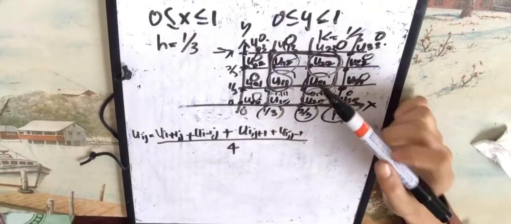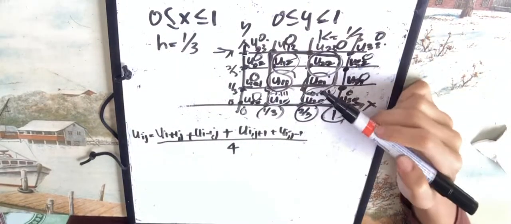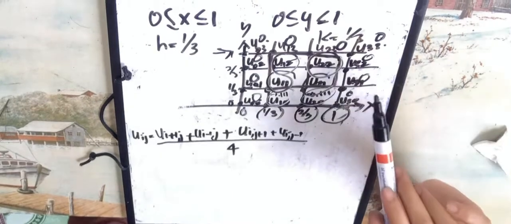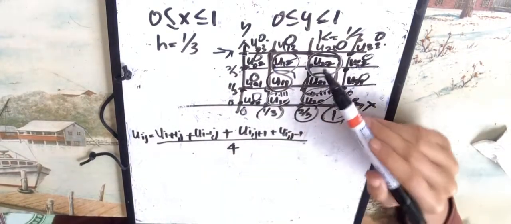Okay, alright, so we continue. We want to find out another 4 points here, which is u11, u21, u12, and u22. The rest we already calculated by using the boundary condition. So how to get these 4 points?